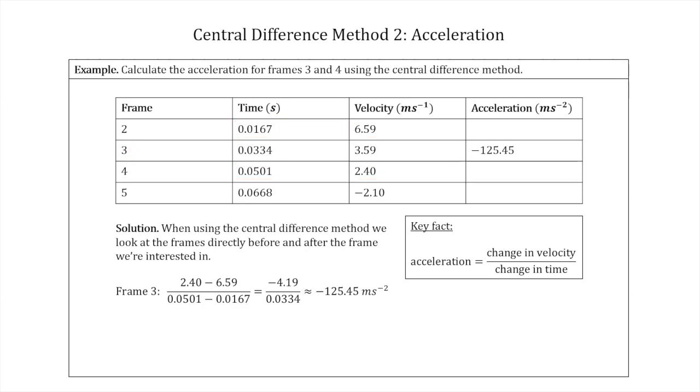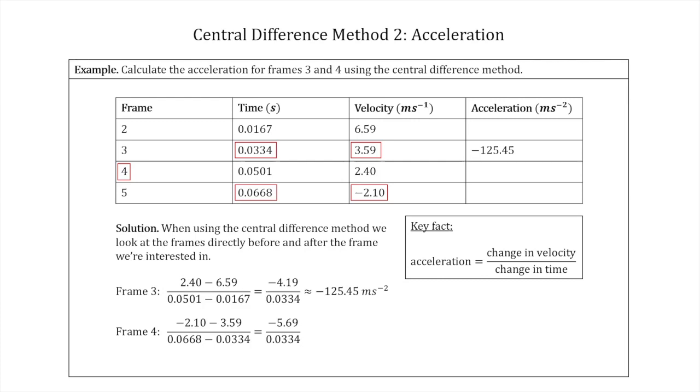And we do the exact same thing for 4. So we look at frame 4, we need the information from frames 3 and 5. So the times and velocities. Plug into the equation. We get minus 2.10, so remember the sign, minus 3.59. So that's the change. That's going to give us the difference between the two. Again, always subtract the one from the previous frame from the one from the next frame. And then we get that divided by 0.0668 minus 0.0334. We get minus 5.69 over 0.0334.